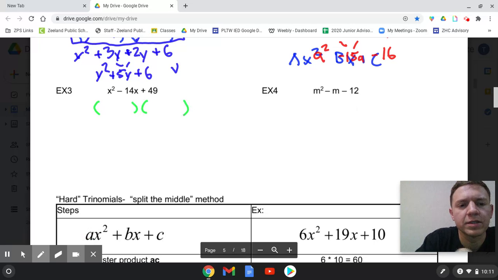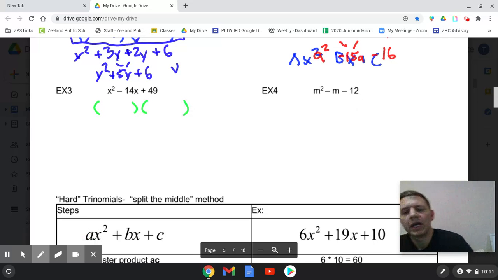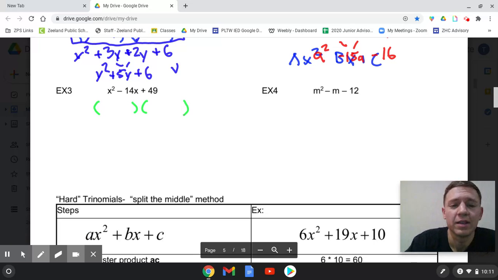49 is a tough one. What two things multiply to 49? It's 49 and 1 or 7 and 7. Okay. Is 49 and 1 going to somehow add to be 14? I don't think so. So 7 and 7, well, that's 14. So let's mess around with 7 and 7.